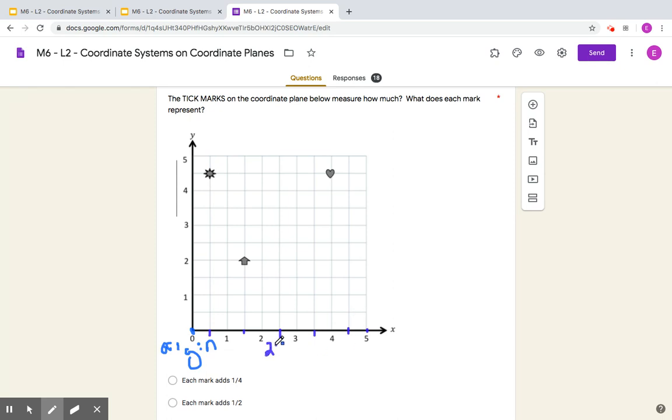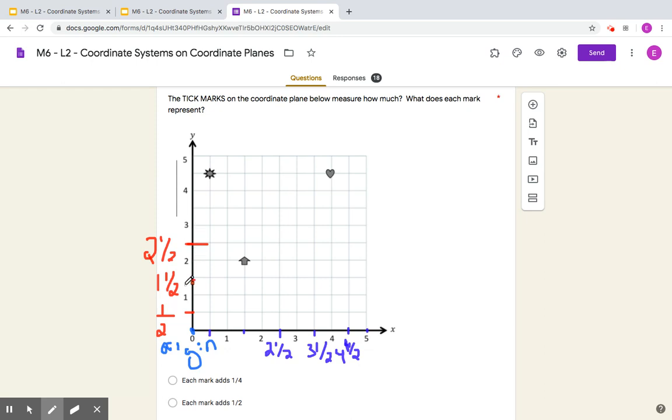I'll label some of those points in just so I remember. 3.5, 4.5. Oops. 4 and 1/2. There we go. And I can see that my y-axis has that similar pattern. This is 1/2. This is 1 and 1/2. This is 2.5.